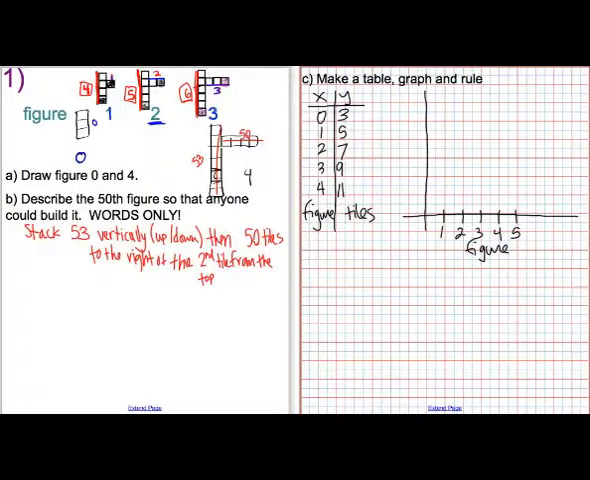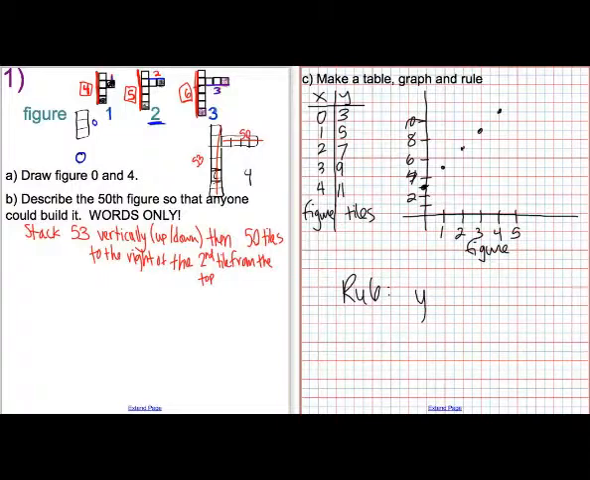And then vertically, let's say I have to get up to 11, so I have to go by 1. Each line is 1, so I'm going to mark every other. This is 4, this is 6, 8, 10. And then I'll graph my points. Figure 1 had 5, figure 0 had 3, 7, 9, and 11. And I'm done.